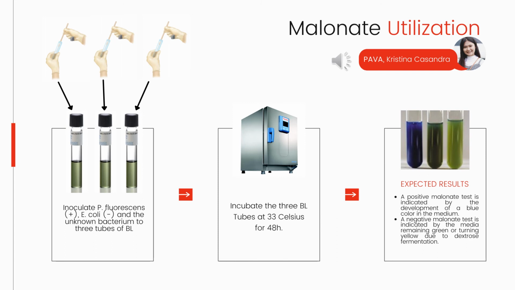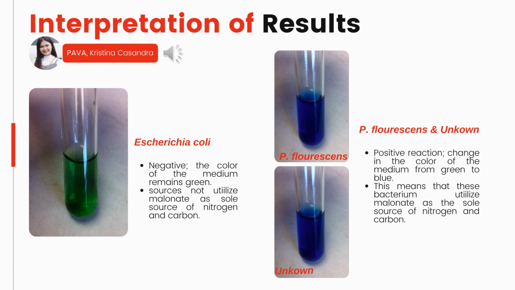So the expected results will be a positive malonate test, which indicates the development of a blue color in the medium, and a negative malonate test is indicated by the media remaining green or turning yellow due to dextrose fermentation. For the interpretation of results for the malonate utilization test, we can see in this slide that E. coli yields a negative reaction in which the color of the medium remains green. So it can be concluded that E. coli does not utilize malonate as its sole source of nitrogen and carbon.